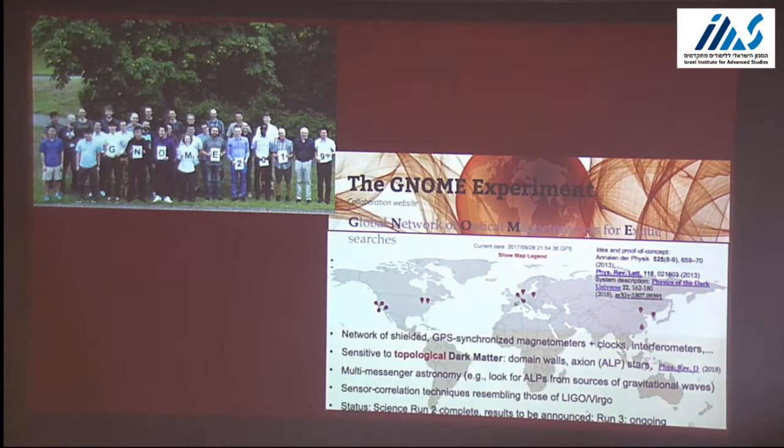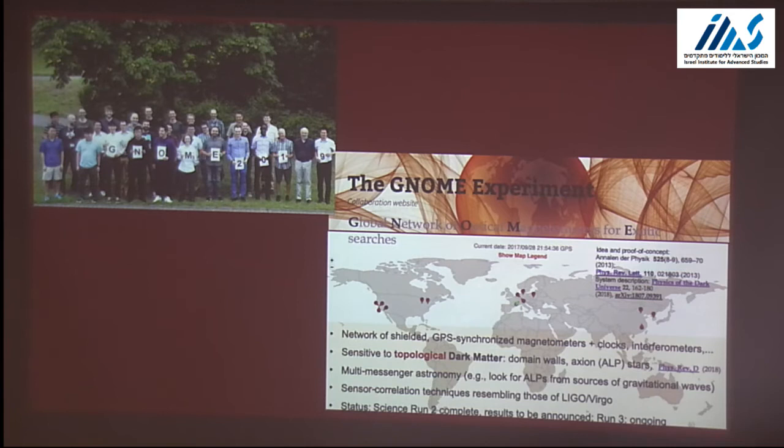So the GNOME network currently consists of about a dozen stations all over the world. There are two at Berkeley, one at Hayward, and one at Los Angeles, and in Europe we have stations in Mainz and Krakow, and so on. And we have two stations in China and one in Korea.